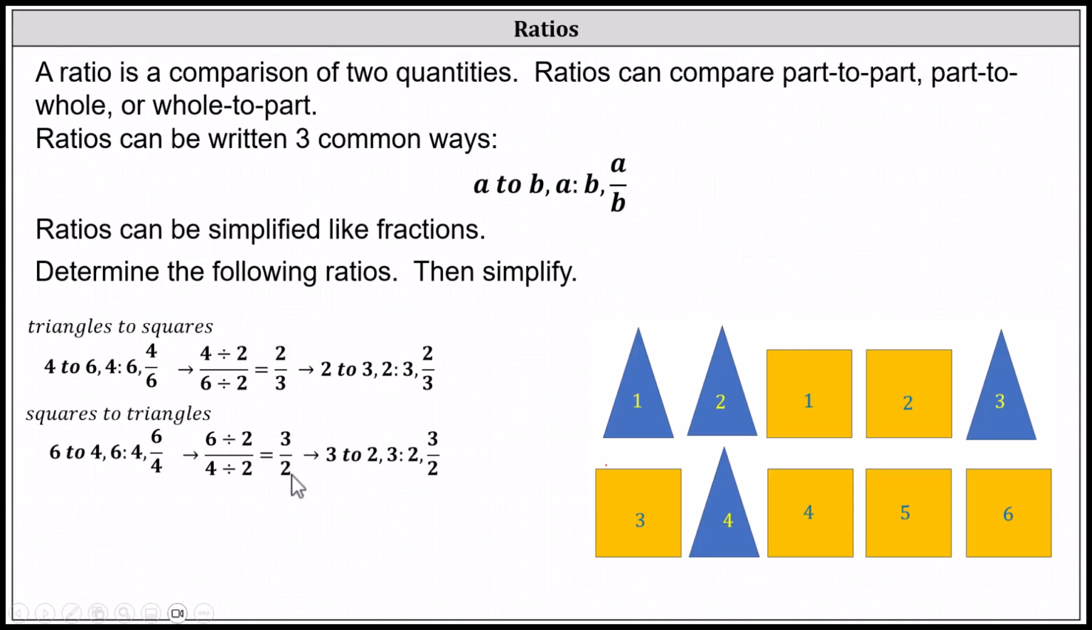And finally, let's find the ratio of squares to total. We know there are 6 squares, and there are a total of 10 shapes, and therefore the ratio of squares to total is 6 to 10. To simplify, we divide both 6 and 10 by 2, giving us a simplified ratio of 3 to 5.